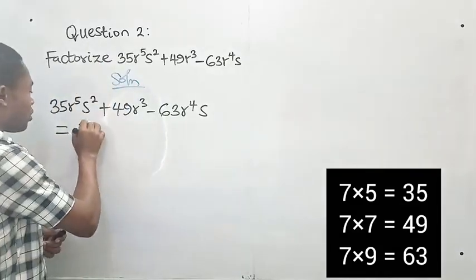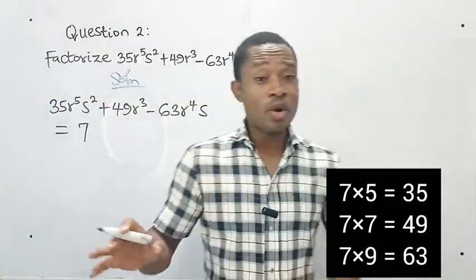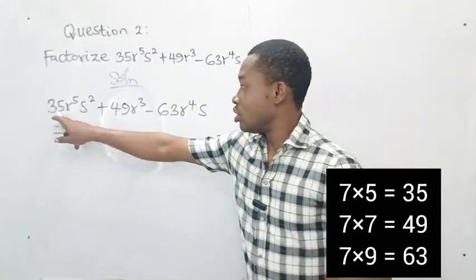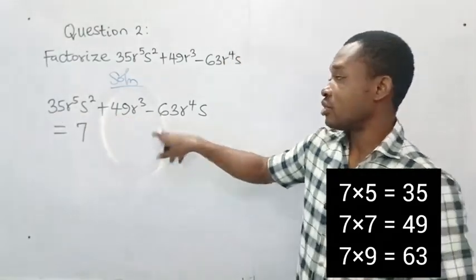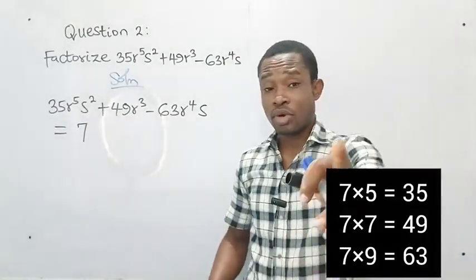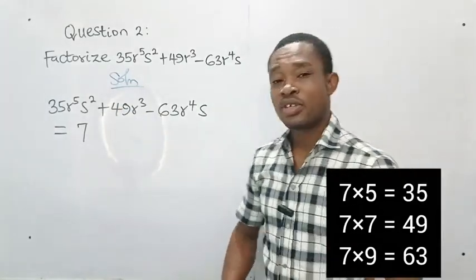7 is the highest common factor. Considering the coefficients, the numbers that are multiplying, 7 is the highest number that can divide all of them. Multiplication tells me that. Let us move on to the alphabet.